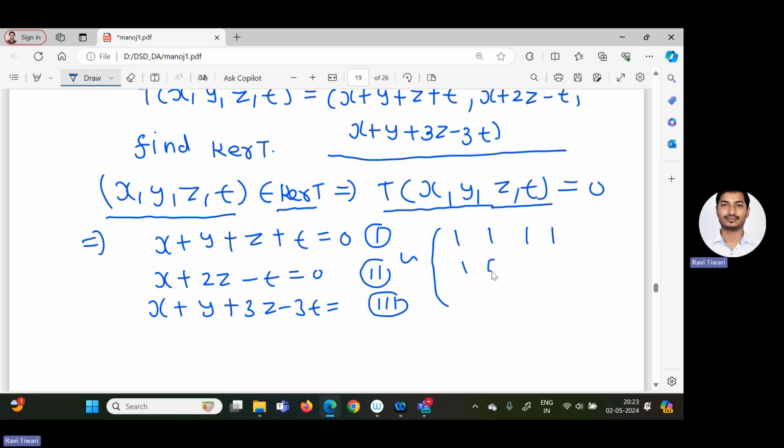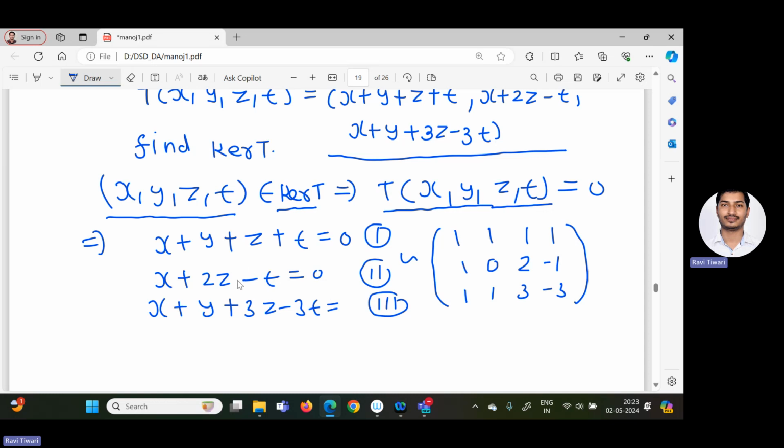This x, y is 0. And here x, y 0, z is 2, and t coefficient minus 1. And here we can get 1, 1, 3, and minus 3. So this matrix we can convert into row echelon form so that our calculation can be reduced.